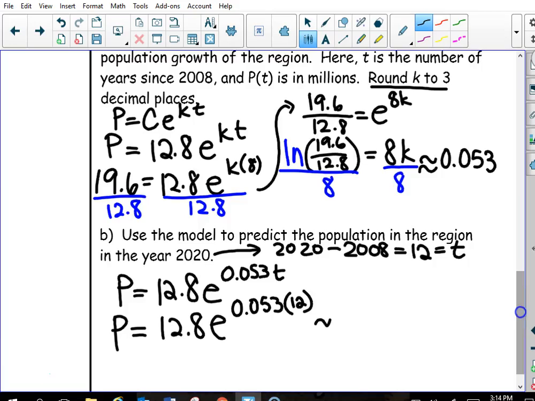When we calculate that, we get 24.178, and they ask us to round, I believe on the quiz they asked us to round to 1 decimal point for this answer, so 24.2 million.